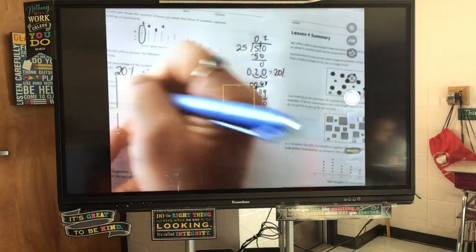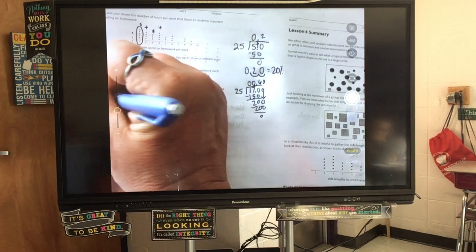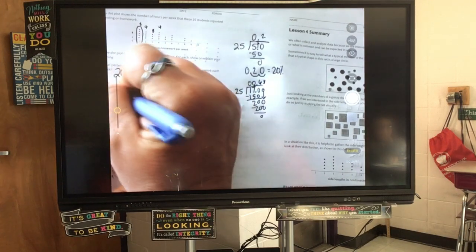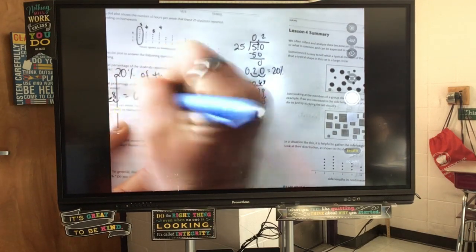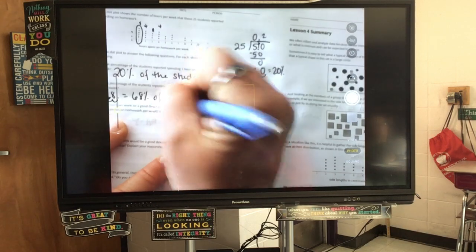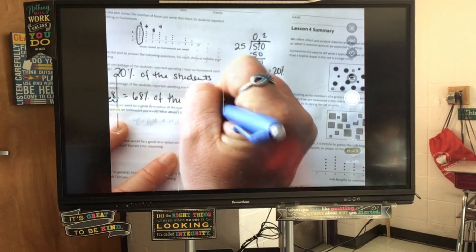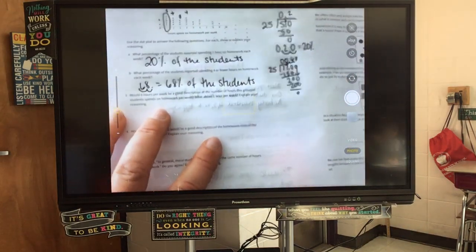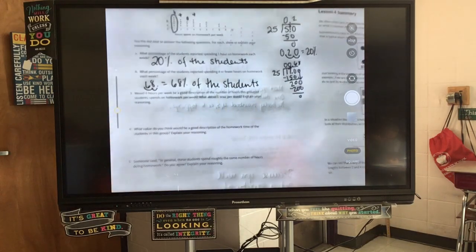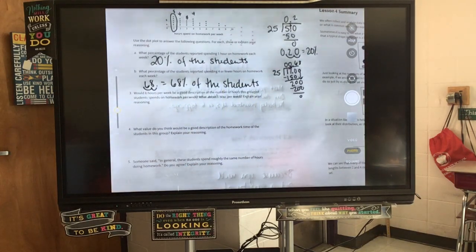So I end up with this, move my decimal 2 places to the right, this becomes 68% of the students. Make sense? Okay. Number 3, it says, would 6 hours per week be a good description of the number of hours this group of students spends on homework per week?